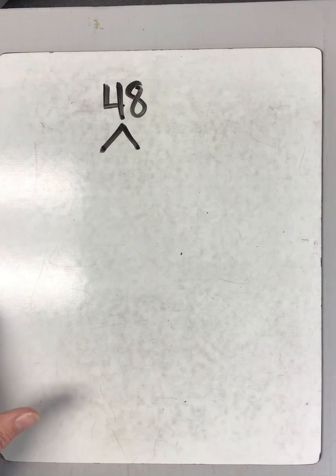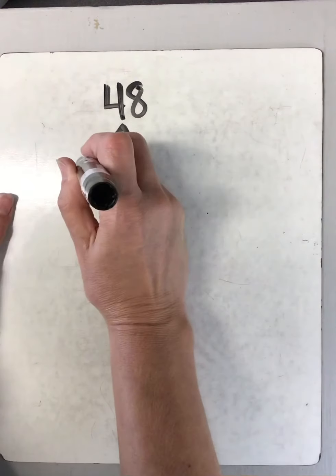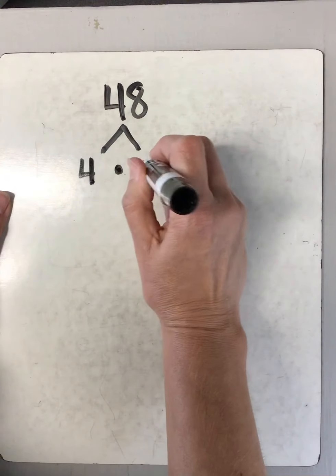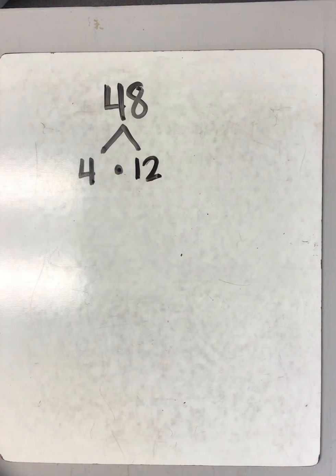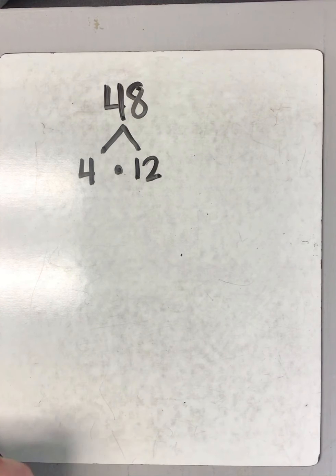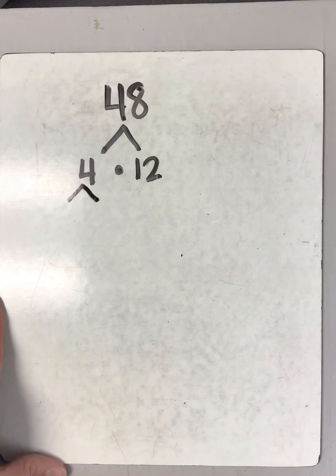So I need to write it like this, and then I need to come up with a multiplication problem that equals 48. There's all kinds of numbers I can use. I'm going to go ahead and do 4 times 12. Okay, those are a set of multiplication facts that equals 48. Neither of these numbers are prime, and we want to keep working until we get all prime numbers. So I'm going to take this level down one more branch.